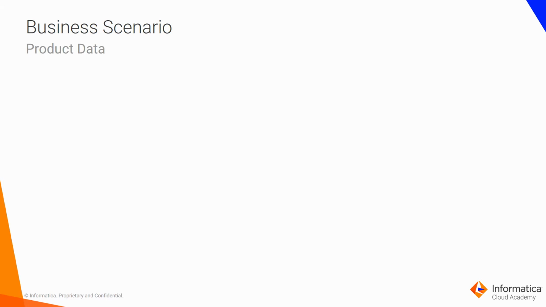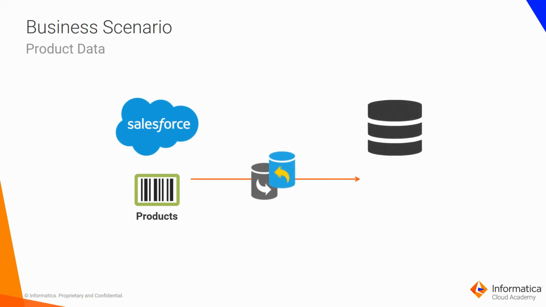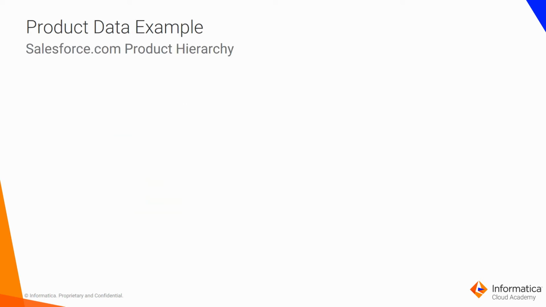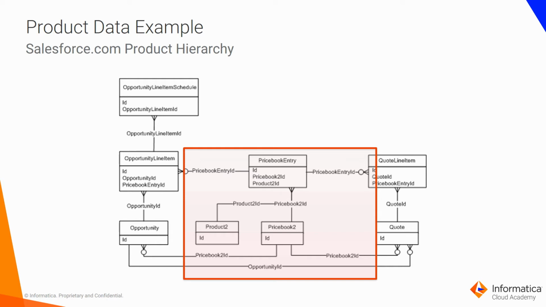The business scenario for the demonstration involves getting product data out of Salesforce and using it to populate an on-premise database. To build a data synchronization task that keeps this data in sync, I will use the multiple object source feature, as product data is stored in several different objects in Salesforce. In Salesforce, pricing information is not stored in a single object. Notice that there are 3 objects I'll be pulling data from.